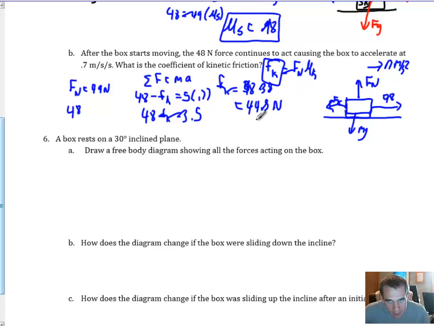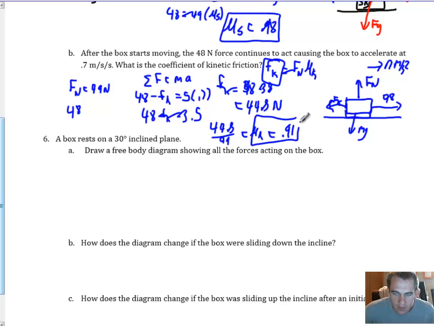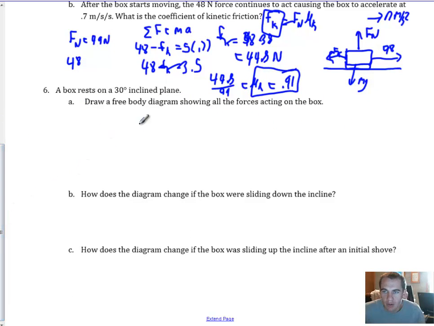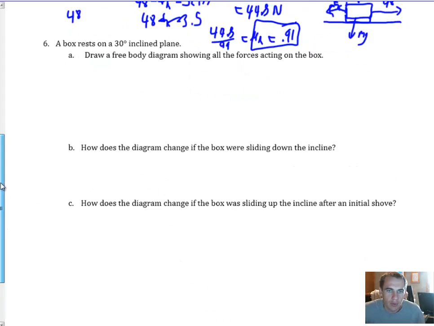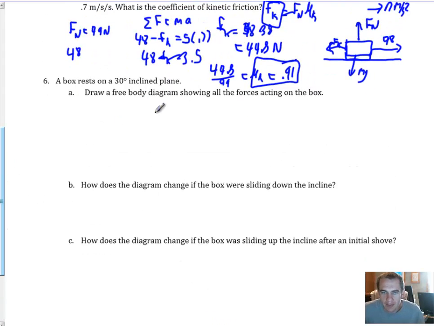Okay, that's not the answer to the problem. That's just Fk. I'm going to take Fk and divide it by the normal force, 49, to get the coefficient of kinetic friction. And this equals about 0.91. And again, no unit, it's just the coefficient of friction. So pretty straightforward problem there. Just know the difference between kinetic and static friction, and remember Newton's second law is net force equals mass times acceleration.